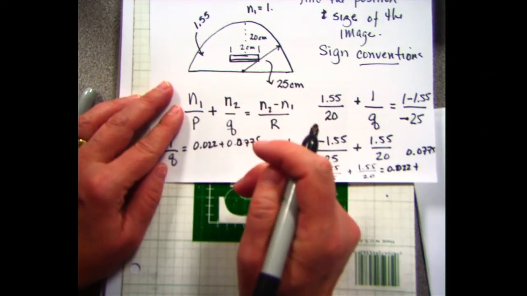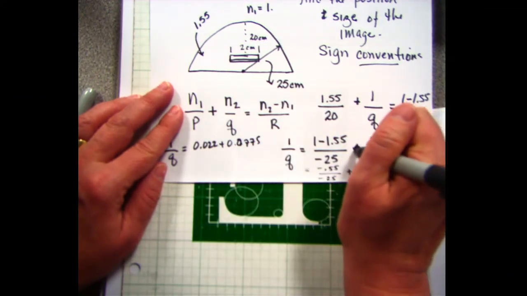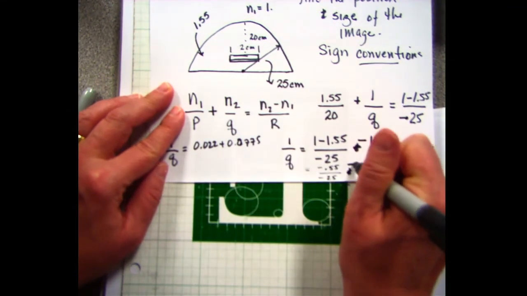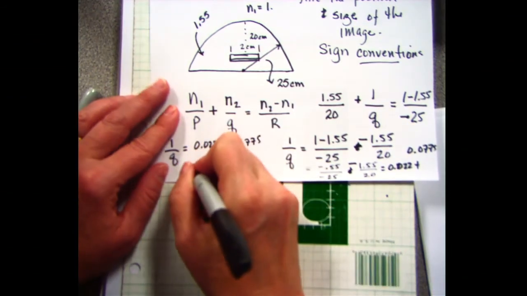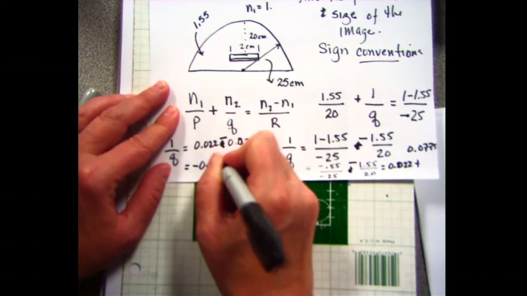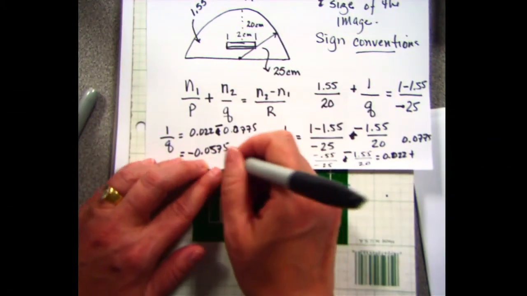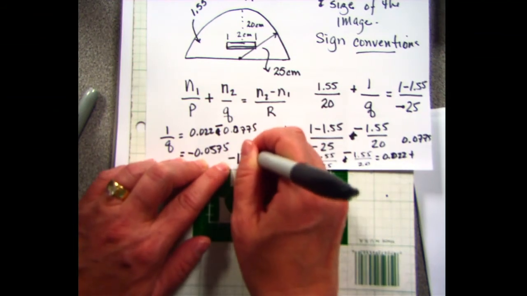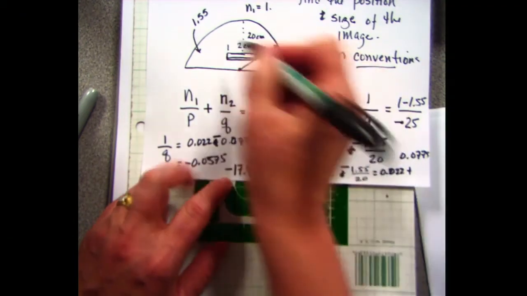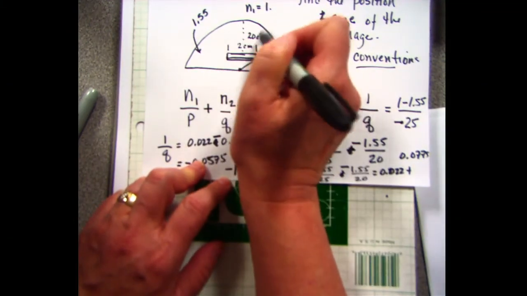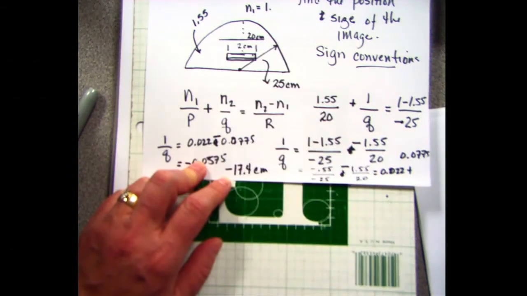and that gives me, oh, I've got a negative. I forgot a negative. That's a negative. That's a negative. Gives me a negative 0.0575, and then when I flip it, I get a negative 17.4 centimeters. And this negative says that it's beneath the surface. So instead of at 20 centimeters, it says I'm going to be closer to the top.